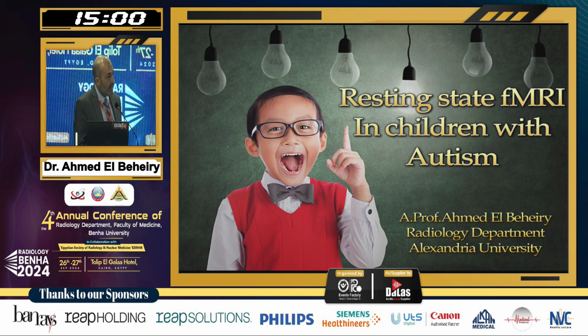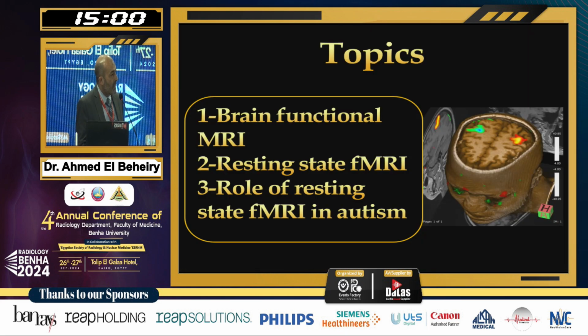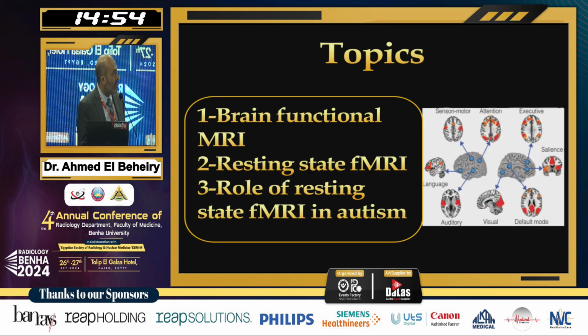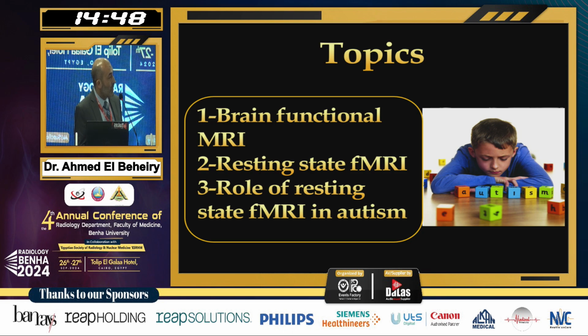My presentation is entitled Resting State fMRI in Children with Autism. In order to understand the role of fMRI in autism, I'll pass through three main topics. First of all, general idea about brain functional MRI, followed by focusing on what is known as resting state fMRI, and ending by the role of resting state in children with autism.